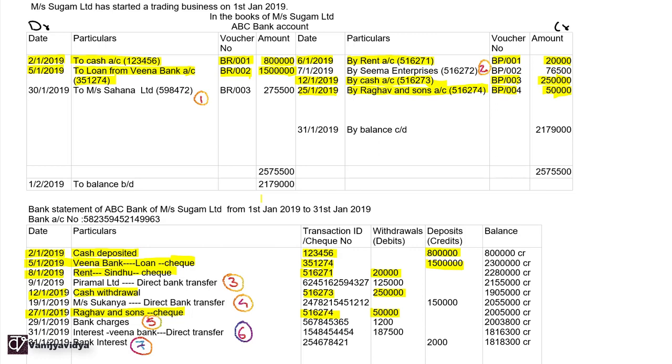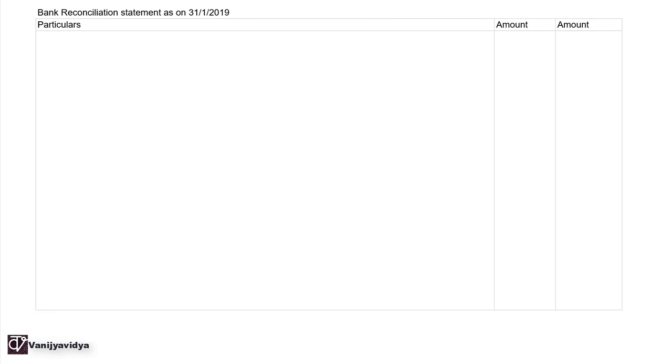Now let's prepare a format of bank reconciliation statement. We will start from our bank account as per books and we will move towards our bank statement. Let's begin. Now this is a bank reconciliation statement. Balance as per cash books 21,79,000. Now let's see all the transactions one by one.